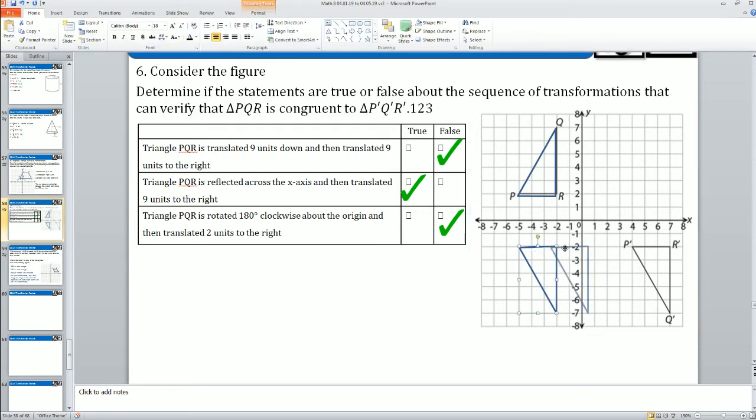1, 2, 3, 4, 5, 6, 7, 8, 9. Okay, it's right on top of each other. So you would say that that is true. Okay.